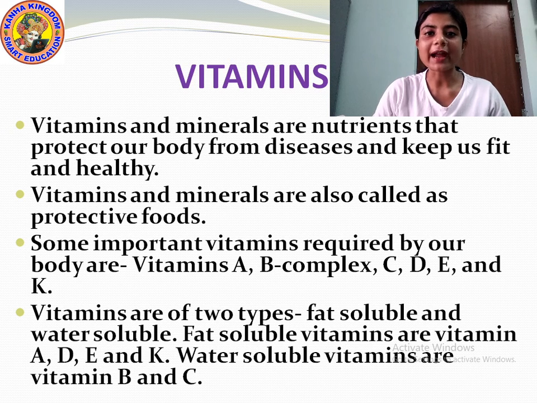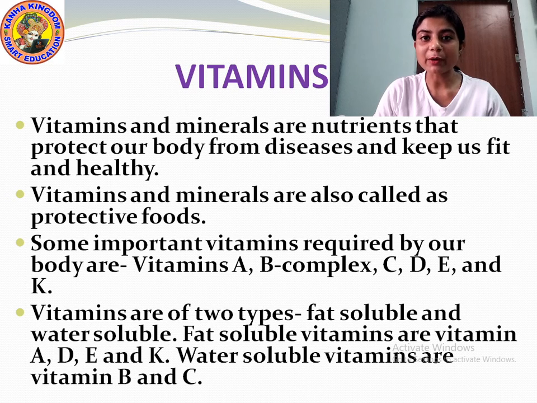Lack of vitamins and minerals in our body means deficiency. If we have a deficiency of vitamins and minerals, our body may suffer from different kinds of diseases. That is why we should eat food that is rich in vitamins and minerals, also called protective foods. Then there are different types of vitamins that are required by our body. Those are vitamin A, vitamin B complex, vitamin C, vitamin D, vitamin E, and vitamin K.